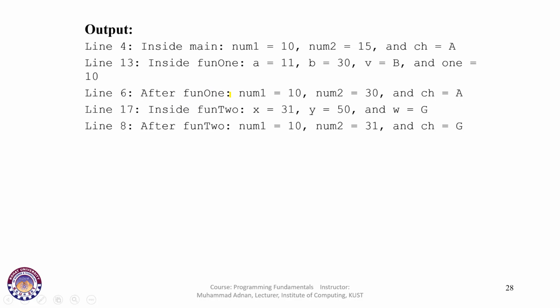After function 1 gets executed, num1 is the same because we copied the value of num1. Num2 gets changed because here b has the address of num2, whereas ch is still unaffected because we copied the value of ch to this function. So here we change the value, but this is not reflected in the main function.